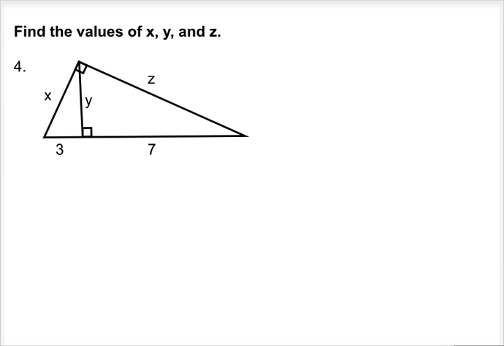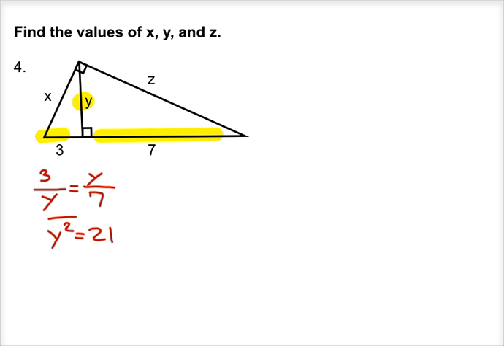Find the values of x, y, and z. Well, let's see. I know that y is the geometric mean between 3 and 7. So I'm just going to start with that one. So y is the geometric mean between 3 and 7. If I solve that, I get y squared equals 21. Take the square root. Now I have to think, can I simplify the square root of 21? It doesn't split up at all. So I end up with just y equals the square root of 21.